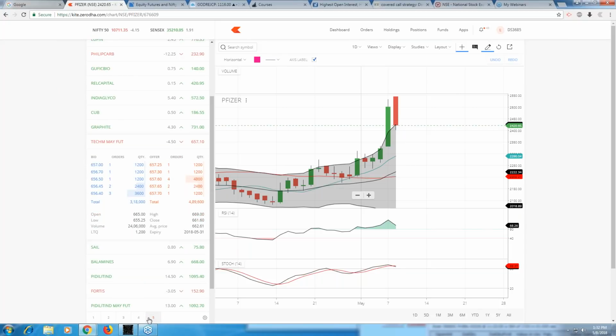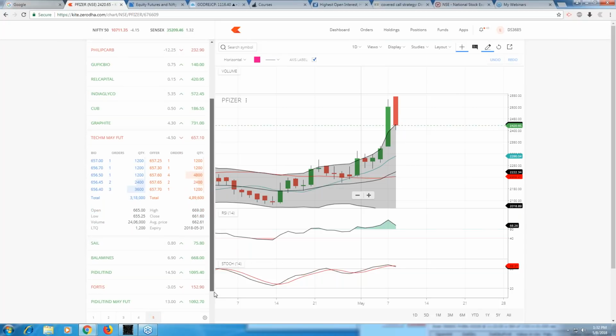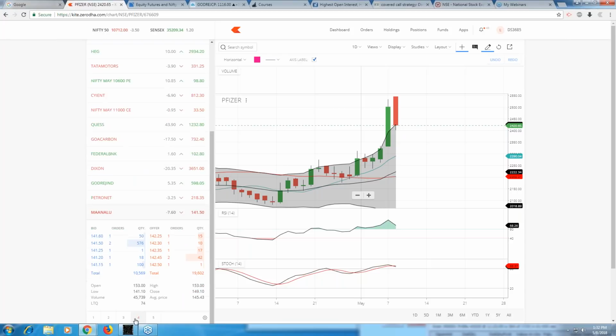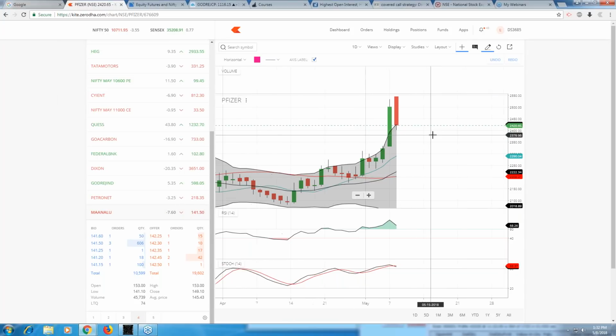The filters give me, out of so many thousands of stocks, just about 5-6 stocks. Then I have my criteria of selecting them, and then I create my position. So this is how I create my position.